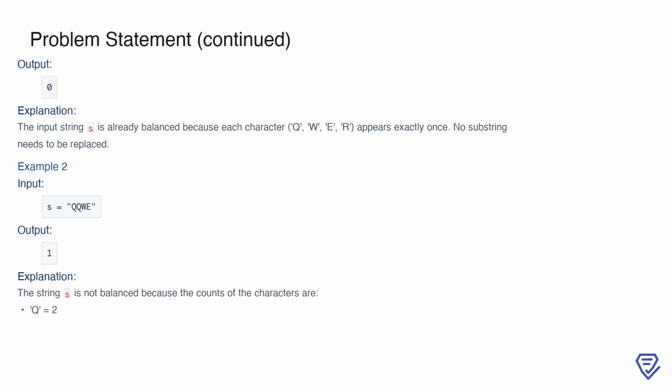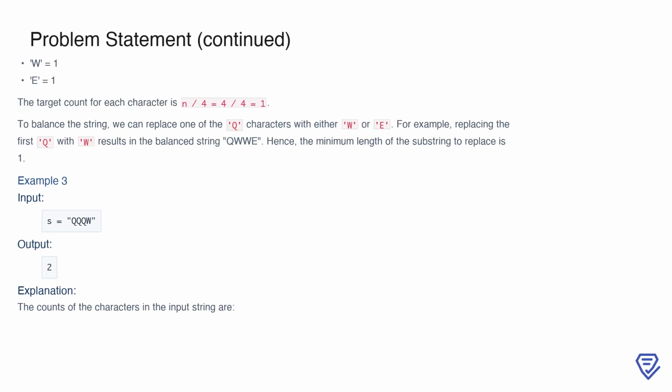Now, in the second example, the input string is S equals QQWE. Here, the output is 1. To understand why, let's examine the character frequencies in this string. In the string S equals QQWE, the counts of the characters are as follows: Q appears 2 times, while W and E each appear once. The target count for each character, calculated as n/4, is 1.